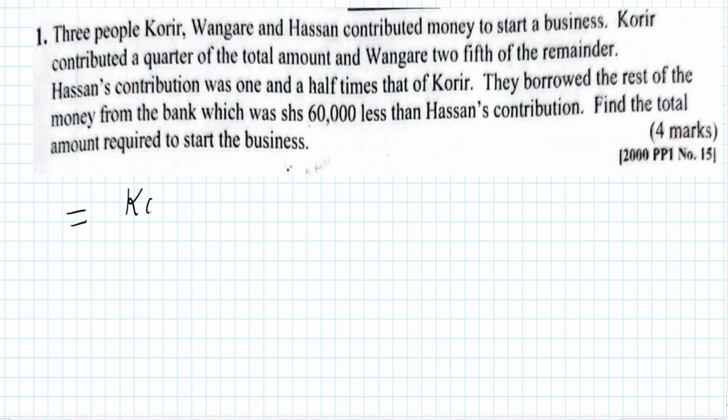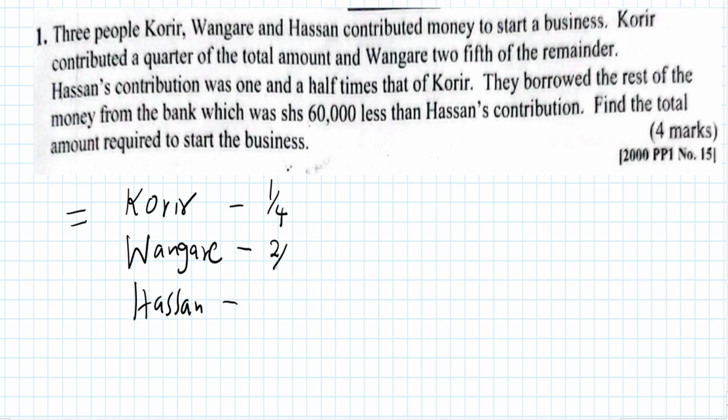Now, the 3 people, Korir, and we have Wangari, and we have Hassan. Both of them contributed money to start a business. Korir contributed a quarter of the total amount. Wangari contributed 2/5 of the remainder. And we need to know what's the remainder. Because if Korir used a quarter, how much is going to remain? If you just take a quarter from 4 pieces, you're going to remain with 3/4.